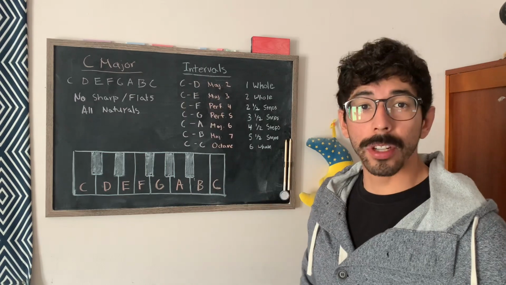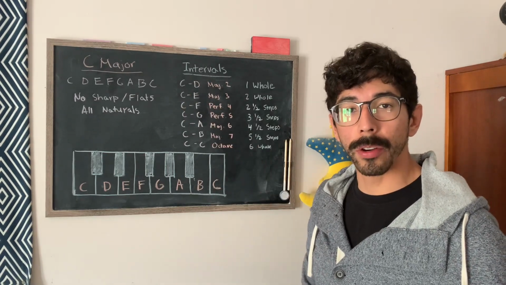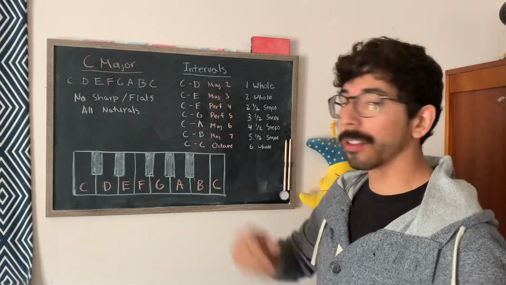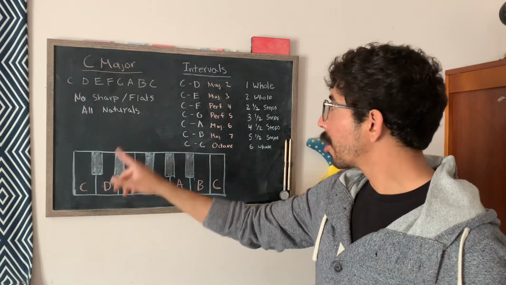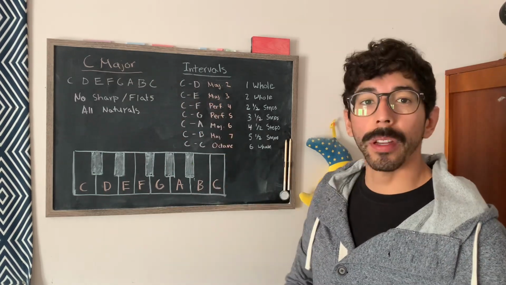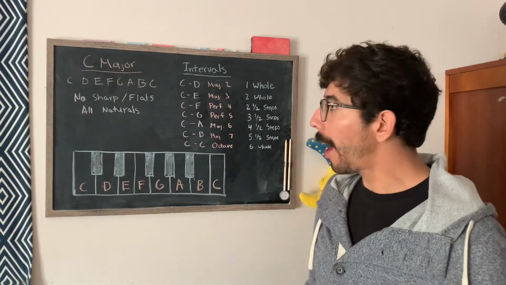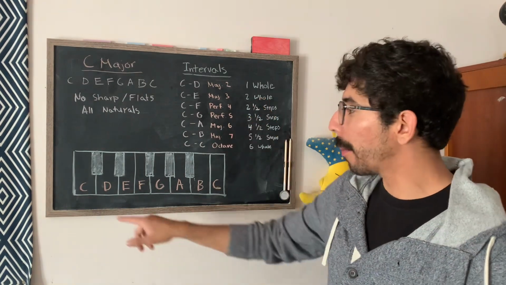Intervals, again, is just the space between two notes. If we're starting on C as our bass note and we're jumping to D, that would be an interval of a major second, and that is made up of one whole step.